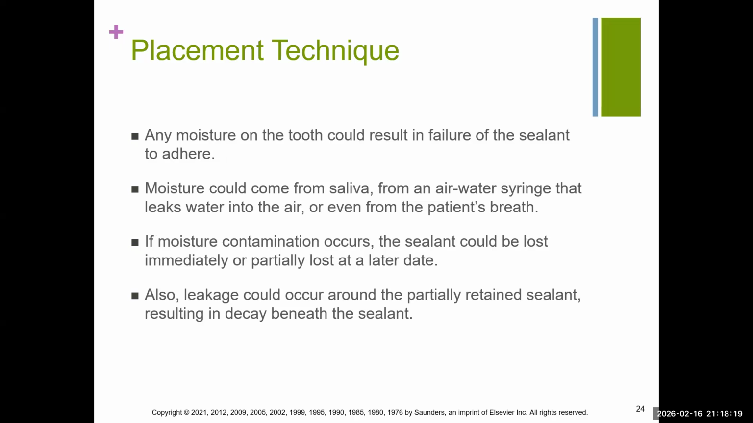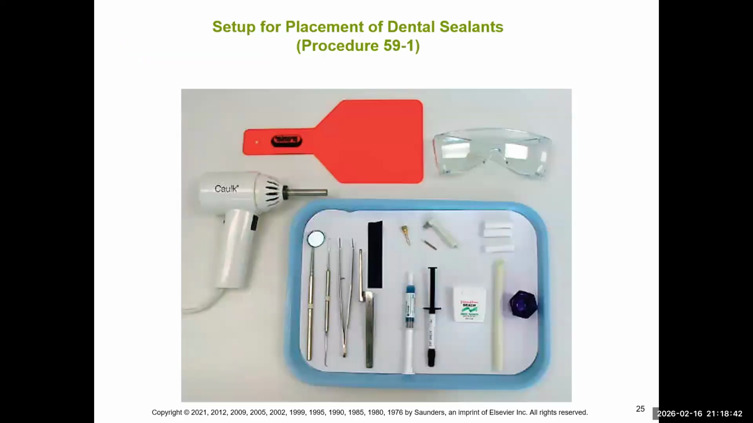I know I've repeated myself so many times. Moisture could come from saliva. It could come from the air water syringe tip that you're using that leaks water in, or even the patient's breath, believe it or not. If you suspect moisture, the sealant could be lost immediately or partially lost later. Also, leakage could occur around partially retained sealants, and then you get decay, and you actually do more damage than good in such situations.